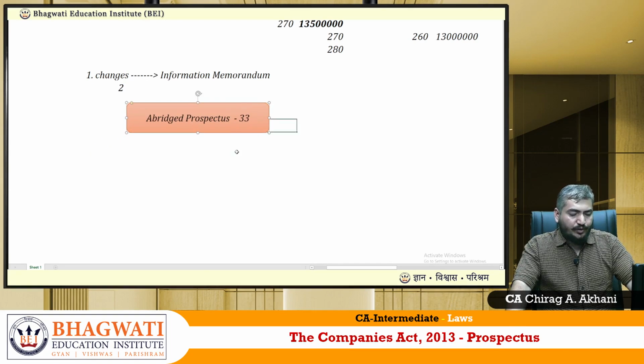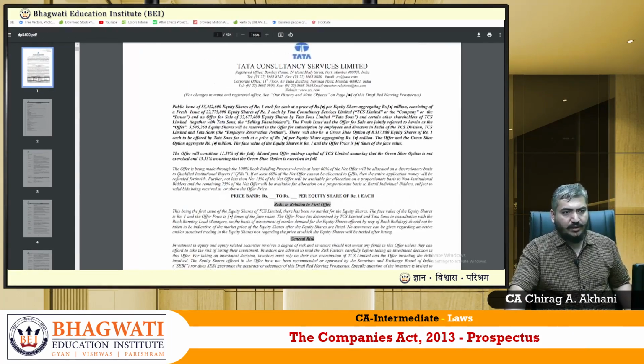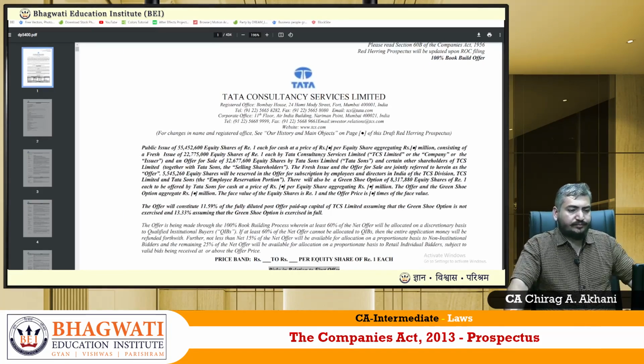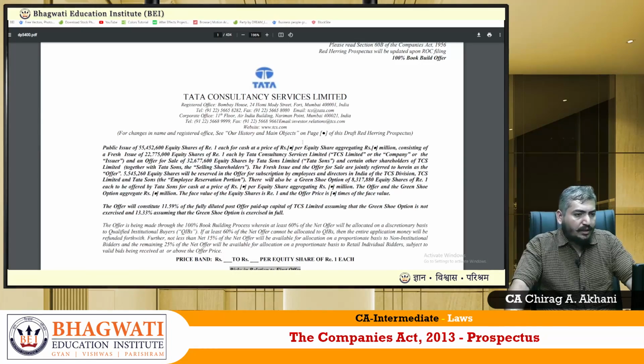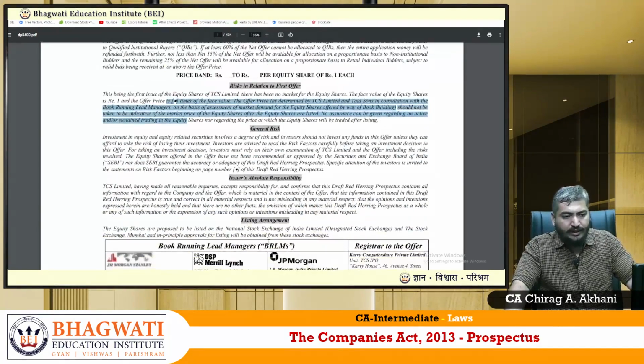Now, what is abridged prospectus? Look at this draft red herring prospectus, which is going to become the final prospectus once the price is determined and put here. In this prospectus, we don't see any price, rupees, face value, even the range is yet to be decided. They are going to decide later on. They are not sure at what price they should issue. So this is called the red herring prospectus.